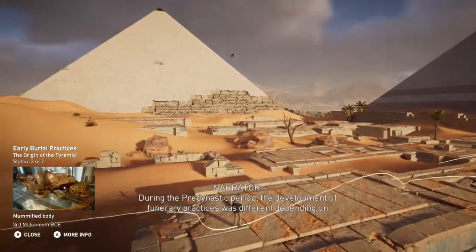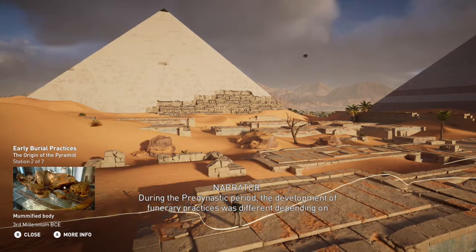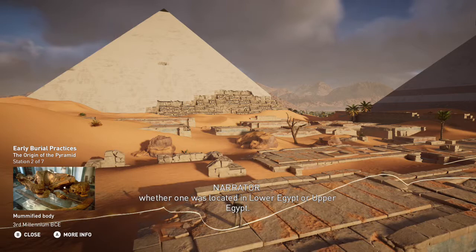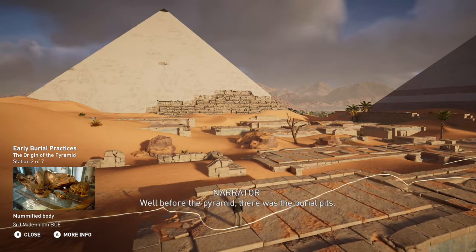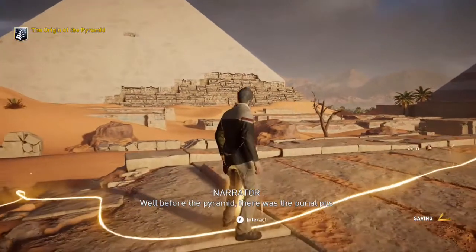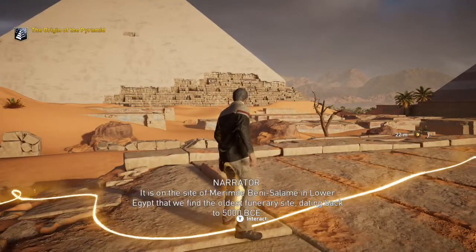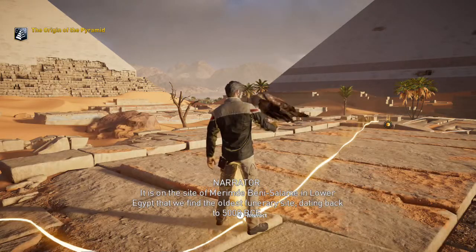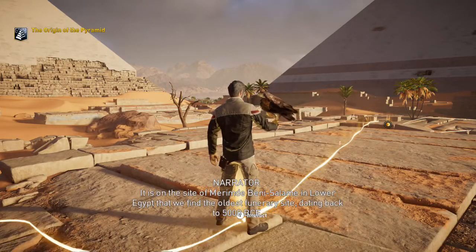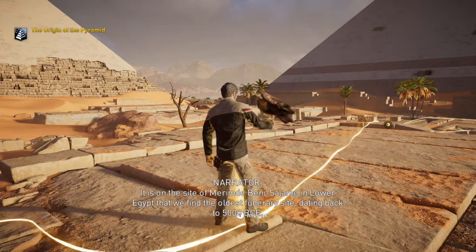During the pre-dynastic period, the development of funerary practices was different depending on whether one was located in Lower Egypt or Upper Egypt. Well before the pyramid, there were burial pits. It is on the site of Merimde Beni Salameh in Lower Egypt that we find the oldest funerary site, dating back to 5000 BCE.